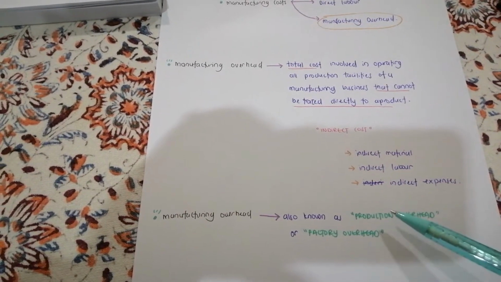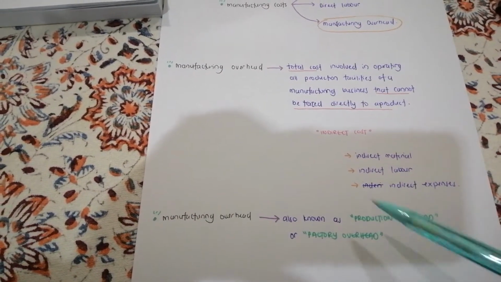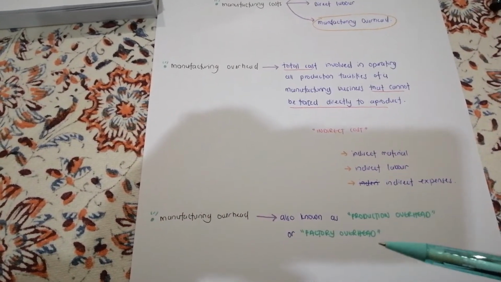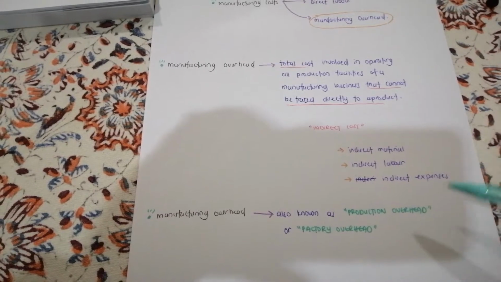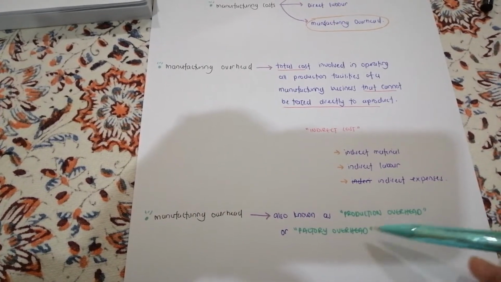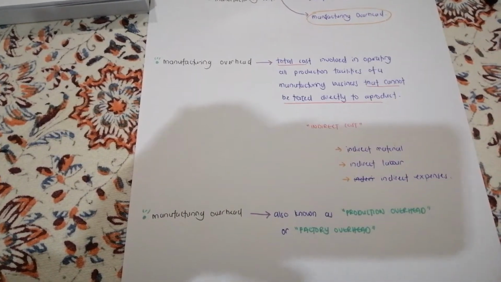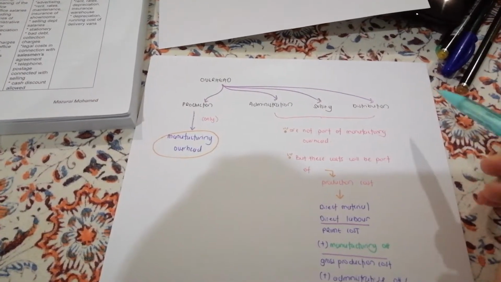Manufacturing overhead is also known as production overhead or factory overhead. So in case later, when you read some articles on manufacturing overheads, you may notice that they call it production overhead or factory overhead. It refers to the same thing, the manufacturing overhead. All right.